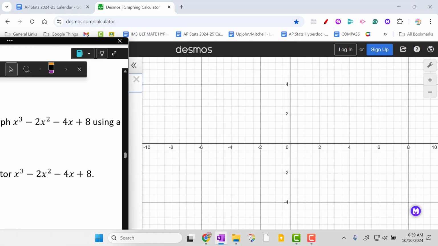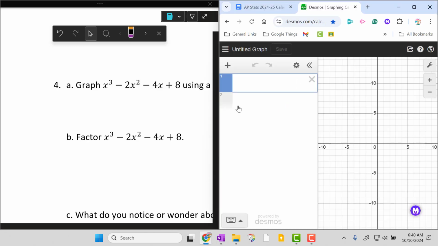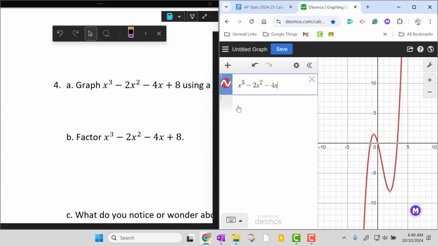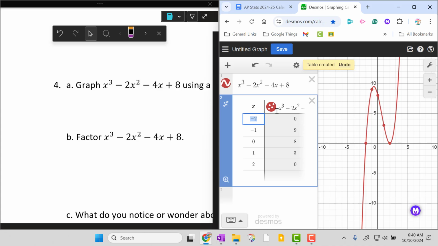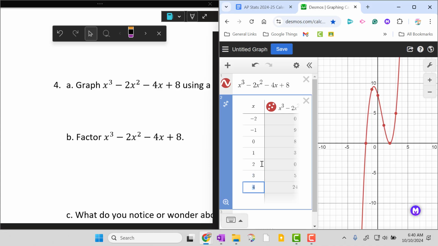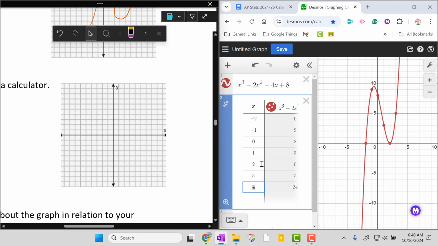Now, graphing number 4 here, obviously we're going to use some Desmos here, because we don't have to do it by hand. So x cubed minus 2x squared minus 4x plus 8. Then we'll hit the gear, hit create table, and get some points. I think I want at least a couple more.